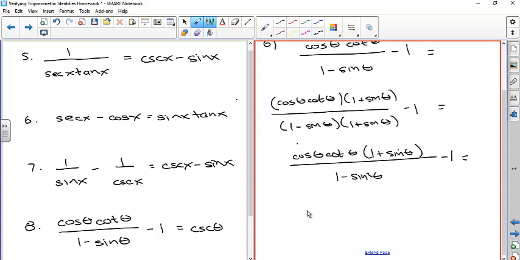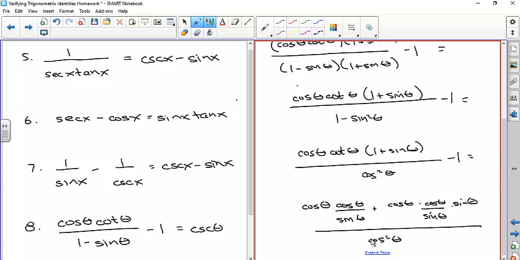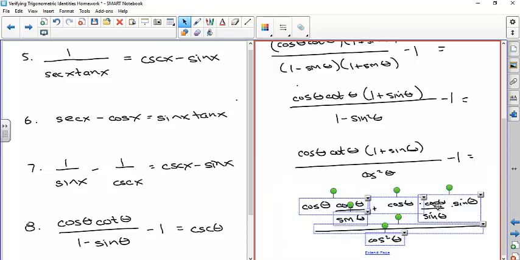But 1 minus sine squared is the cosine squared. So we get the cosine of theta, cotangent of theta, times 1 plus sine of theta, all divided by the cosine squared of theta. Let's rewrite the cotangent as the cosine divided by the sine. So we have cosine times cotangent, which is cosine over sine. This is the quotient identity. And then times 1 plus the sine, all divided by the cosine squared of theta, and that whole thing minus 1.